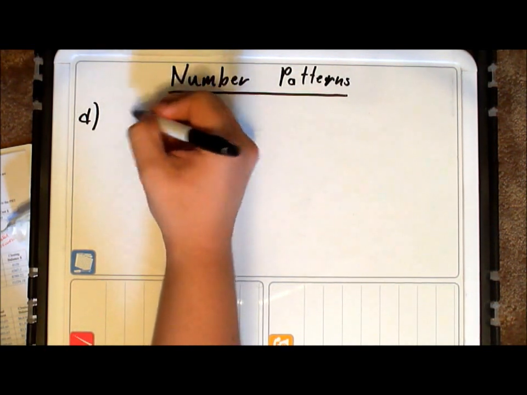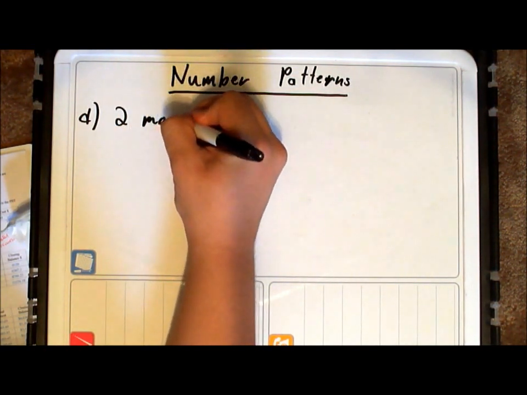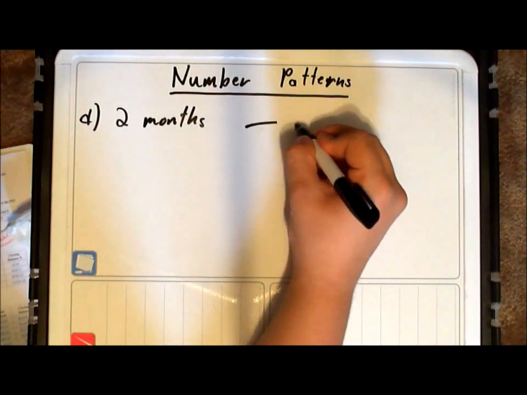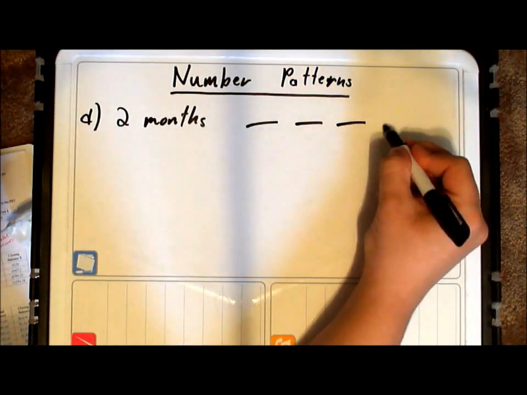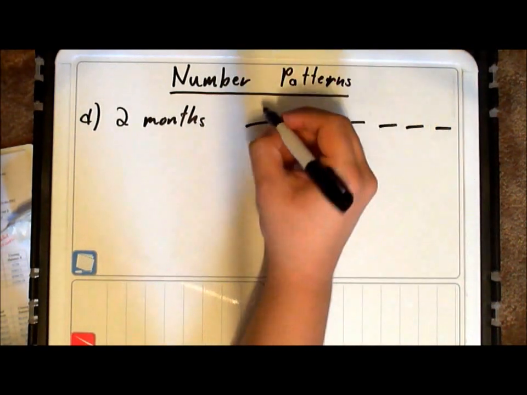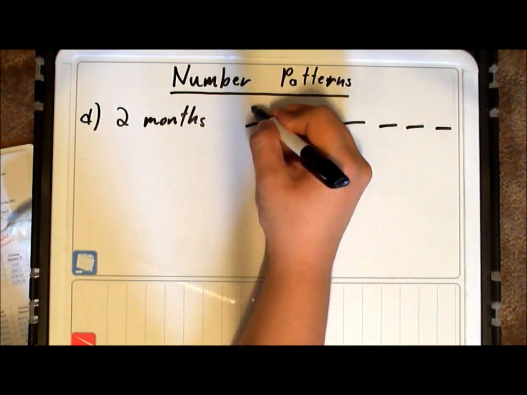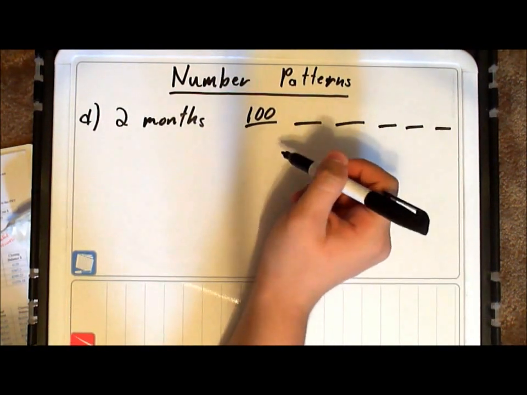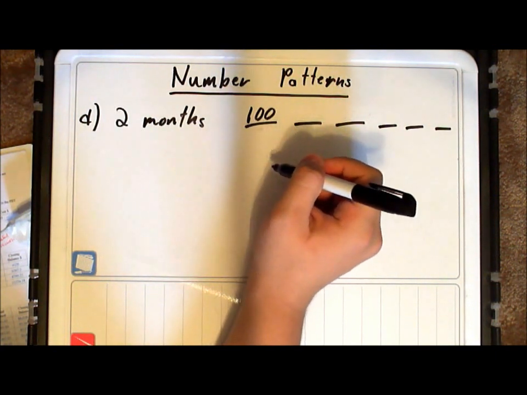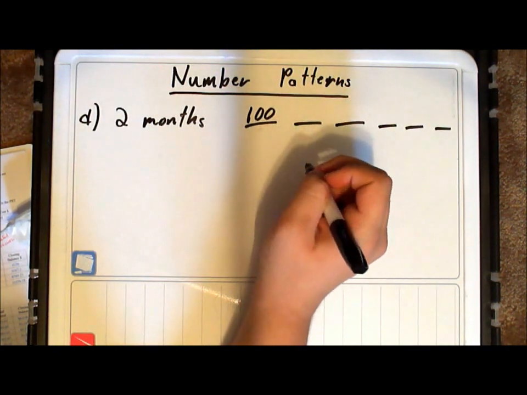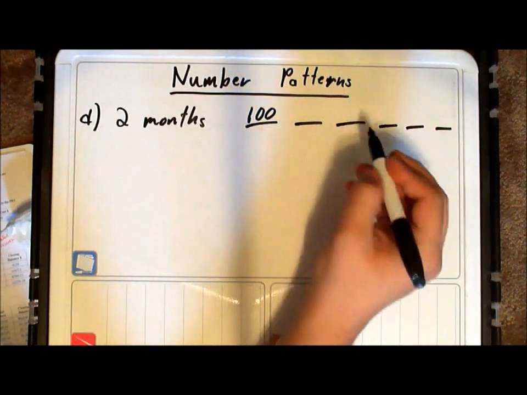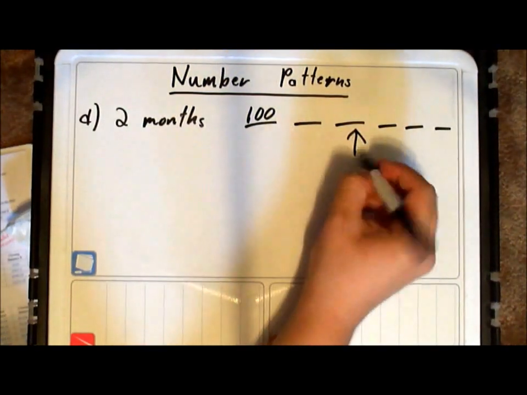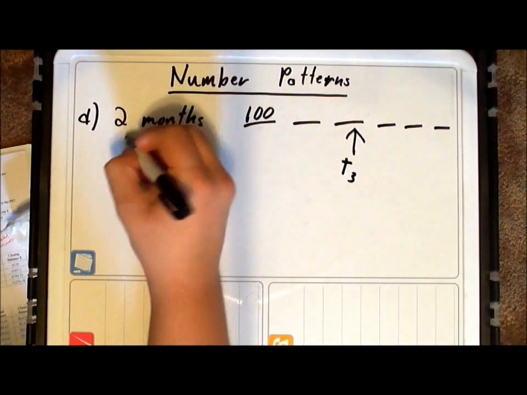Number A is 2 months. Which means there's 0 months, 1 month, 2 months, 3, 4 and 5. After 0 months, there's 100. Now we're trying to figure out after 2 months, because that's 1 month, 2 months, which means this is actually term 3.